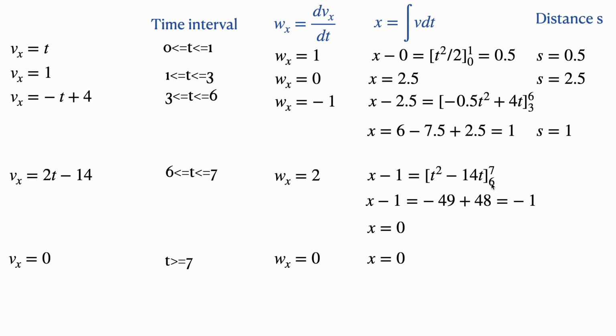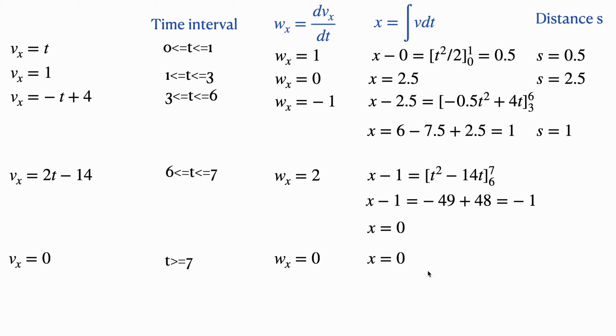And if we put the limit from 6 to 7, we will get x minus 1 equals minus 49 plus 48, which will be equal to minus 1, and the value of x will be 0. For the time t greater than 7, Vx is 0. So the value of x will not change since the point has stopped moving.